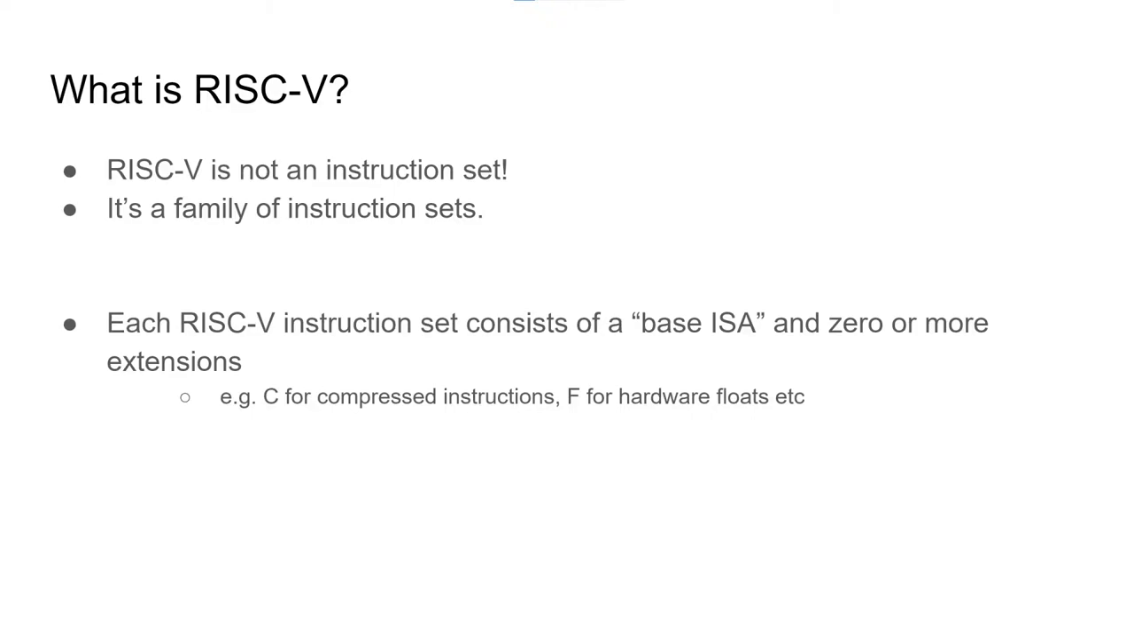So, for example, if you wanted compressed instructions, you would have the C extension. If you wanted hardware float support, you would have the F extension. If you wanted hardware doubles, you would have the D extension. And extensions can depend on other extensions. So, for example, if you want hardware double support with extension D, you would also need extension F.